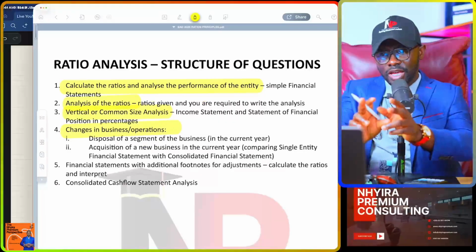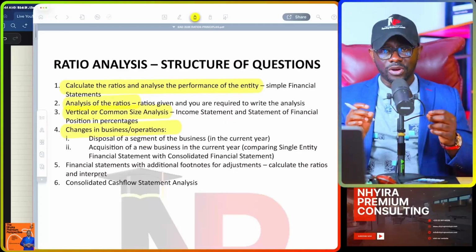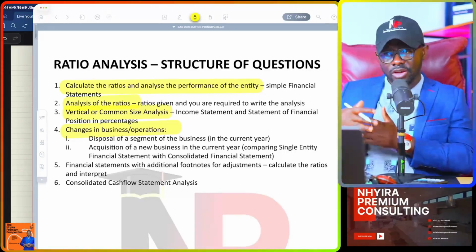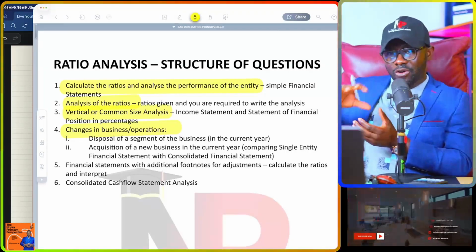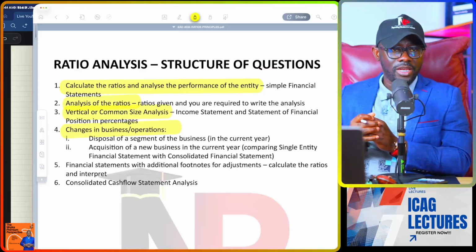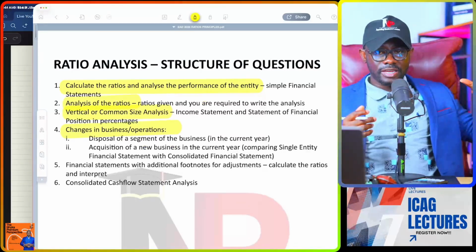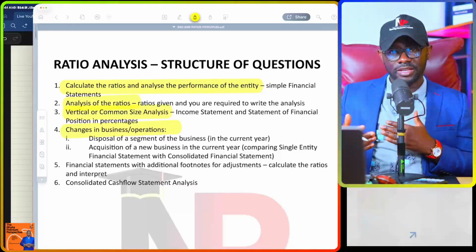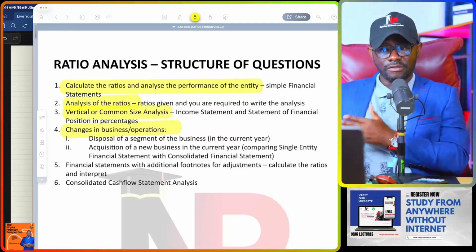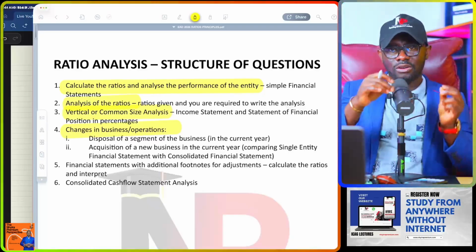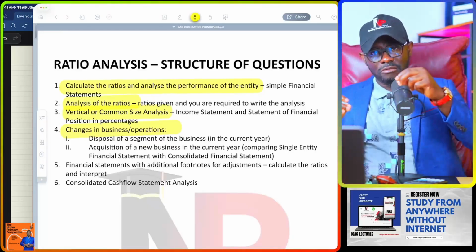Another styling of the change in business or operations is where there is acquisition. So at the beginning of the year or during the year, the entity acquires another business. What does that mean? It means that the previous year financial statement may be a single entity financial statement, and the current year financial statement may be consolidated financial statement. And so in those styling of questions, how do we calculate the ratios? What adjustments are we required to make?